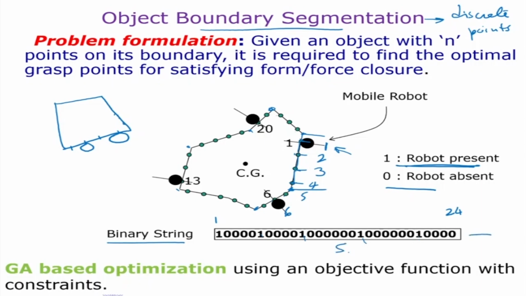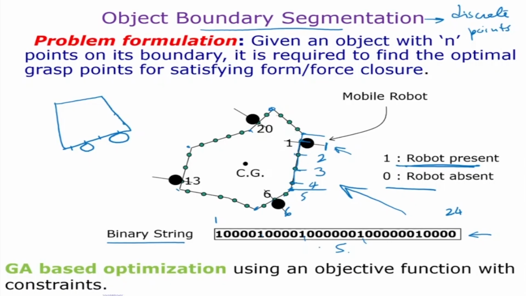So this string is basically giving you an idea of this object, and this is the string that I'm going to play with using genetic algorithms for optimization. So this is basically converting an analog problem in the real world to the digital world by using discrete points and in the form of this binary string.